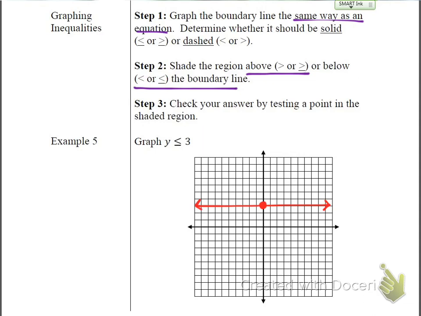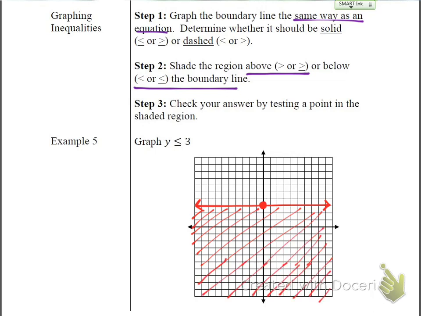Now our inequality tells us that any y less than 3 is going to be an answer. Where are the y's that are less than 3? Are they below the line or are they above the line? Below. Everything below the line is 2, 1, 0, -1. They're all getting smaller. So you're going to shade below the line. And to shade, I always just do a bunch of lines.